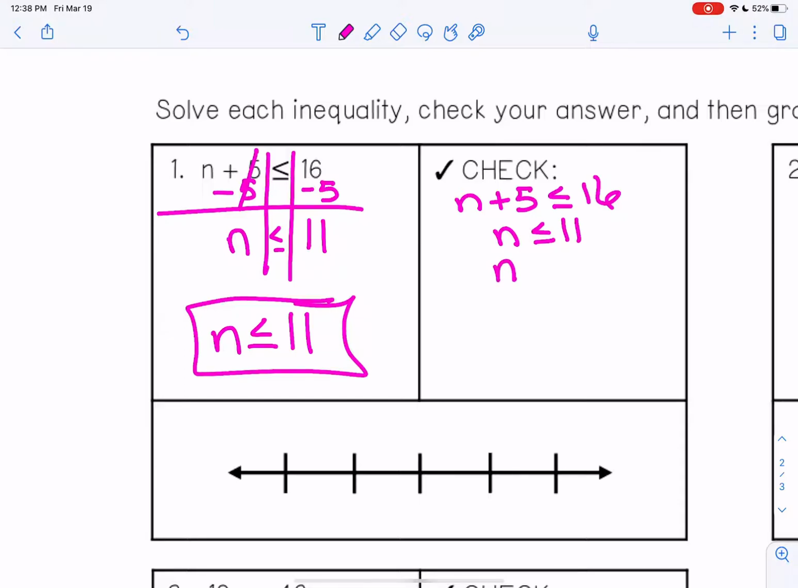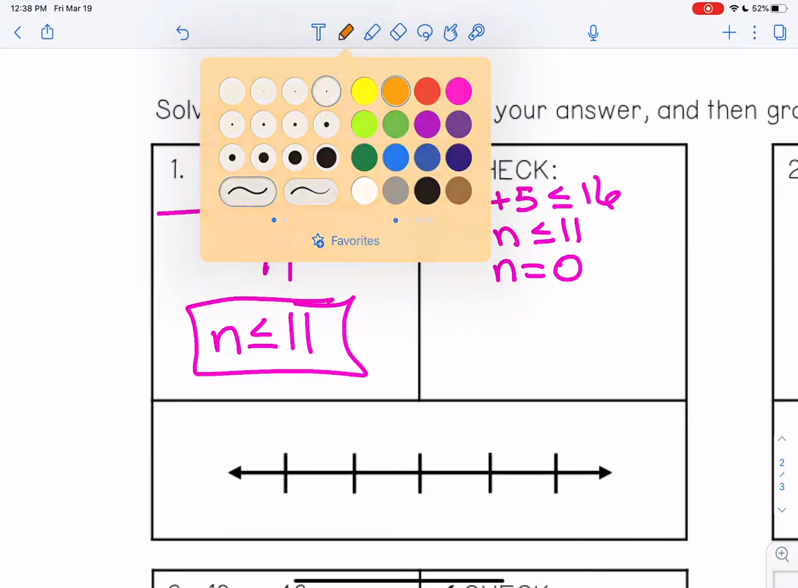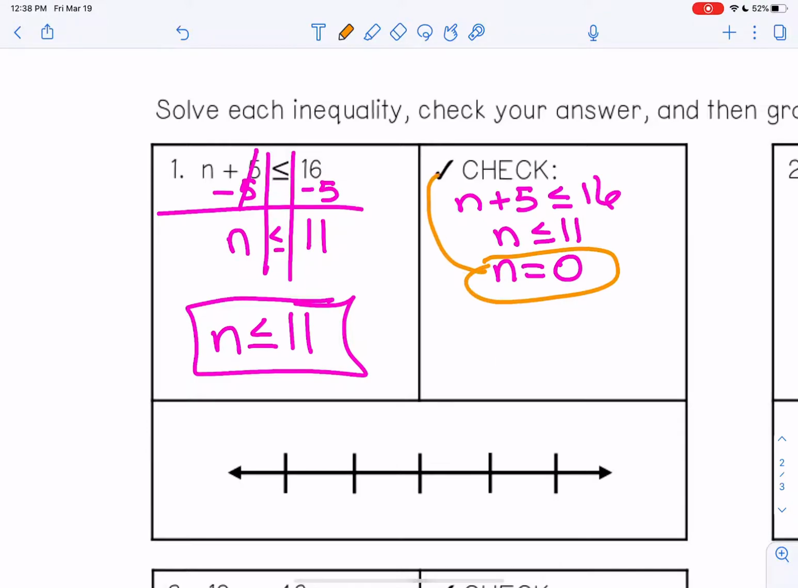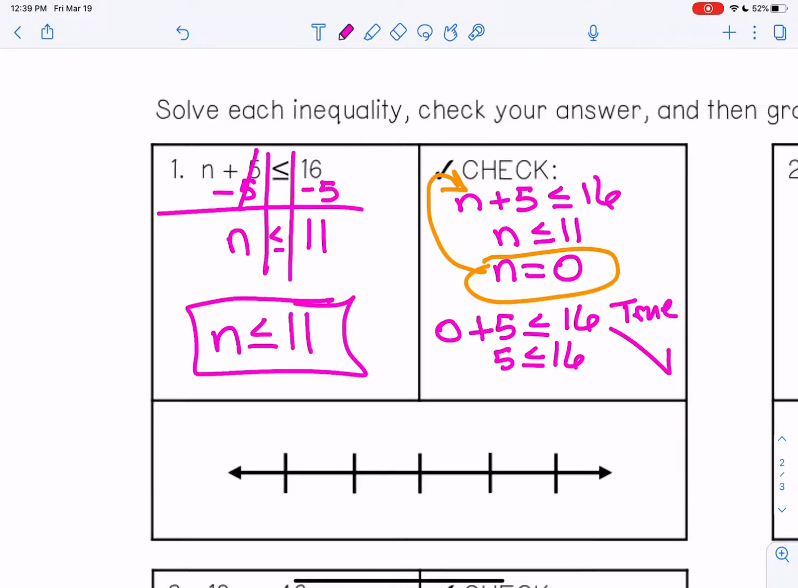So in this case, I'm going to choose n equals 0. Now, I'm going to plug this in for n, and I'm going to see, does it work? Well, 0 plus 5. Is that less than or equal to 16? Yeah, 5 is less than or equal to 16. So it's true. We know we did it correctly. So that's how you would check to see if you got the answer correct.